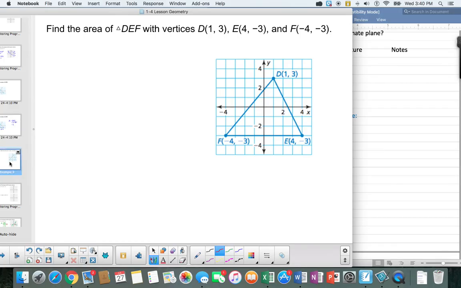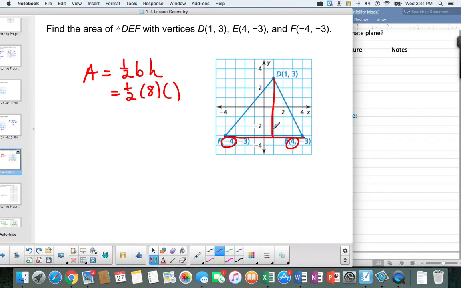Find the area of triangle DEF. Okay, so the area is going to be 1/2 base times height. Now this is the base, and I can see it goes from -4 to 4, so that length is 8. And the height isn't drawn, so I'll go ahead and draw it. Heights are always perpendicular to the base, and in this case we're going from -3 to 3, so that's going to be 6. So this is 4 times 6, which is 24.